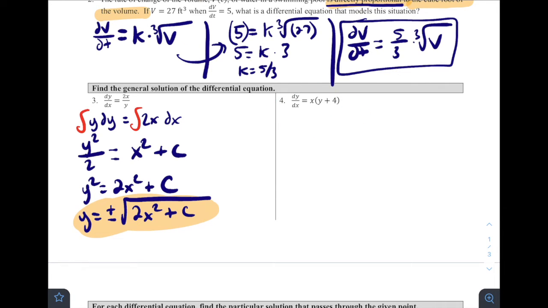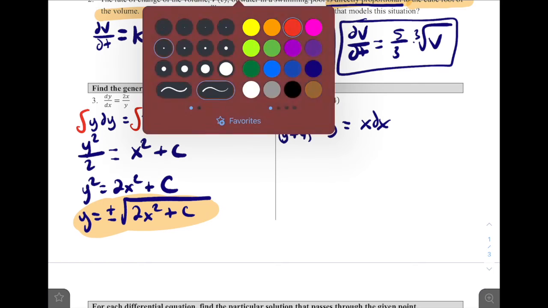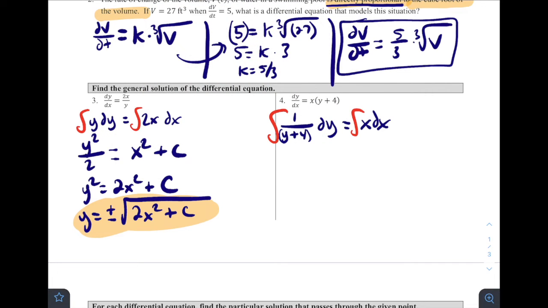Let's try number 4. Next up, we're going to multiply by dx on both sides, and I'm going to divide by y plus 4 on both sides. If I do that, that's going to give me 1 over y plus 4 dy is equal to x dx. Now that our variables are separated, we're going to take the antiderivative of both sides, the integral of both sides. And here on the left, since this is 1 over y plus 4, the antiderivative of that is going to be the natural log of the absolute value of y plus 4. That's going to be equal to the antiderivative of x, which is x squared over 2 plus our c.